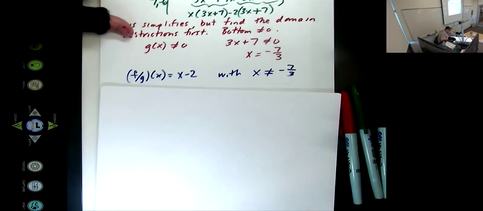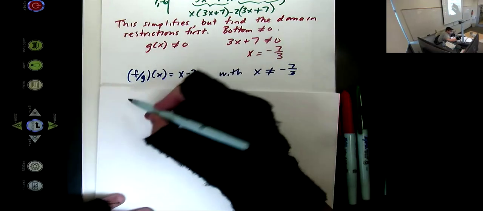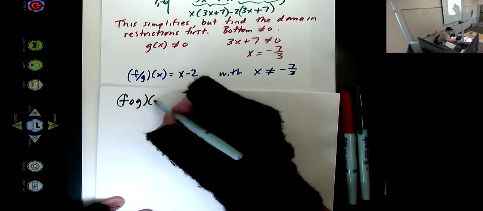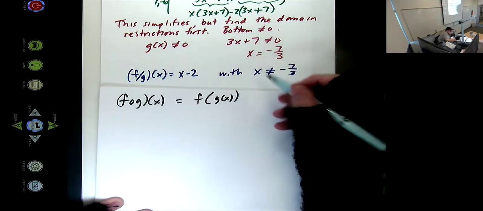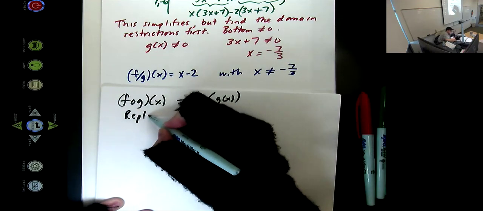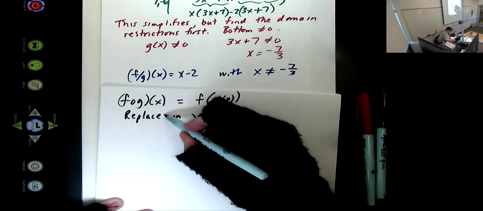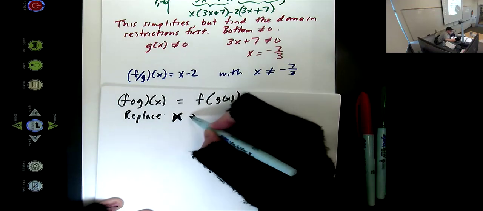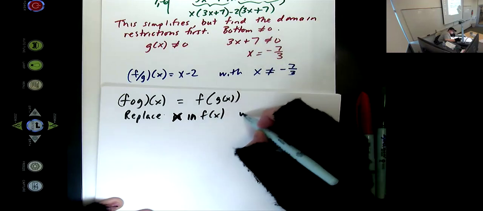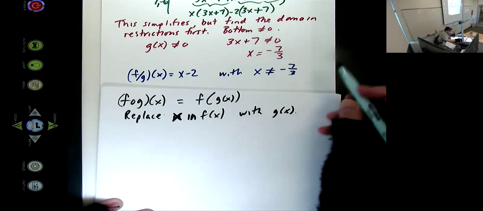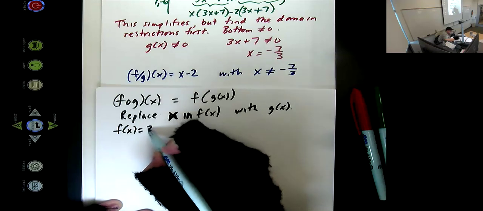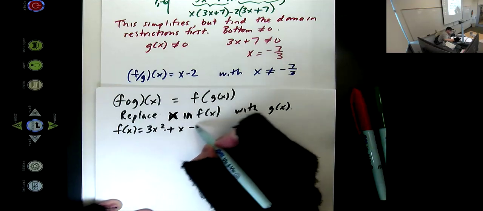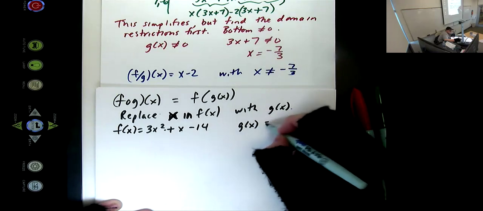All right, the next concept is f of g of x. F of g of x is f with g of x put inside. So replace x in f of x with g of x. We'll do that here. I'll rewrite what f of x was. It was 3x squared plus x minus 14. G of x was 3x plus 7.